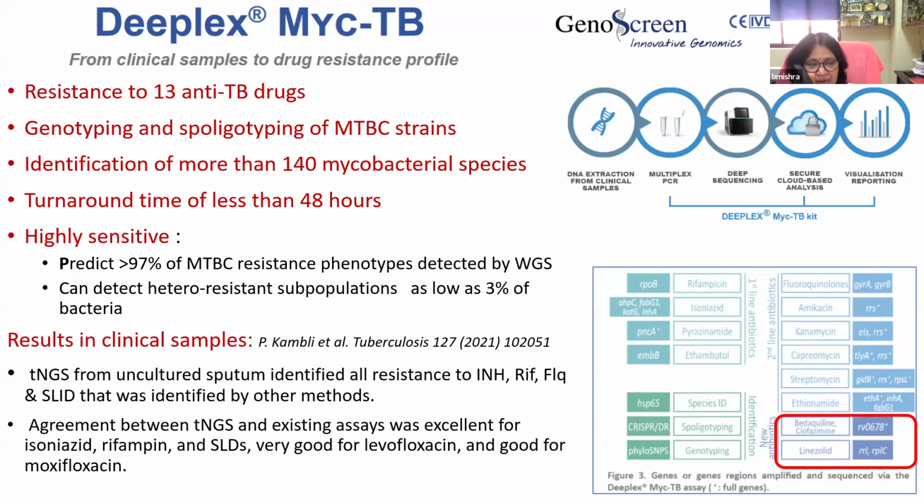It is highly sensitive. It can predict more than 97% of the resistance phenotypes which can be detected by WGS, and can detect heteroresistant subpopulations as low as 3% of bacteria. The results have been shown in various clinical studies. Here in the red box, you can see it includes the newer drugs like bedaquiline, clofazimine, and linezolid. So it can cover whatever drugs we are using these days for treatment, and it can also give the mutation status of these drugs.